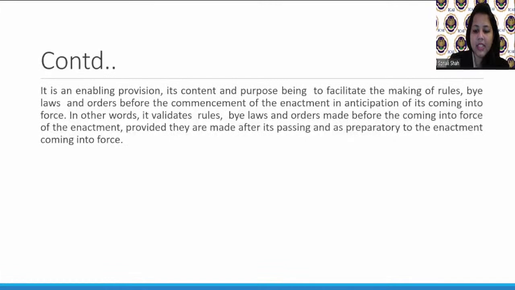Any confusion with section 22, guys? Any confusion with section 22?